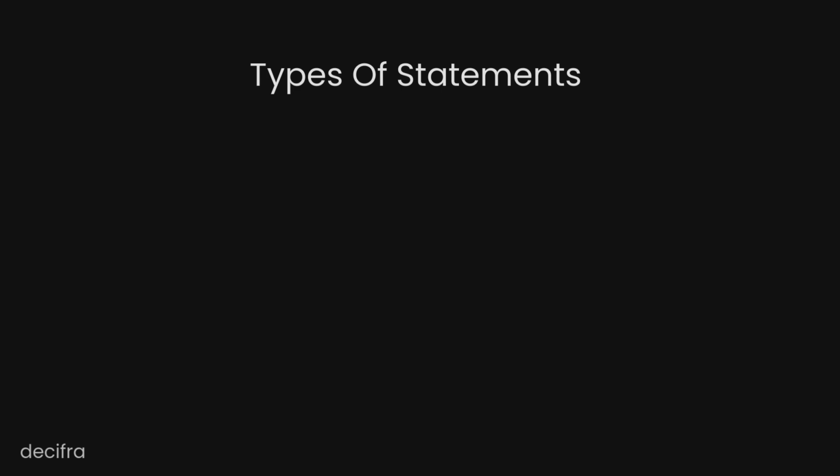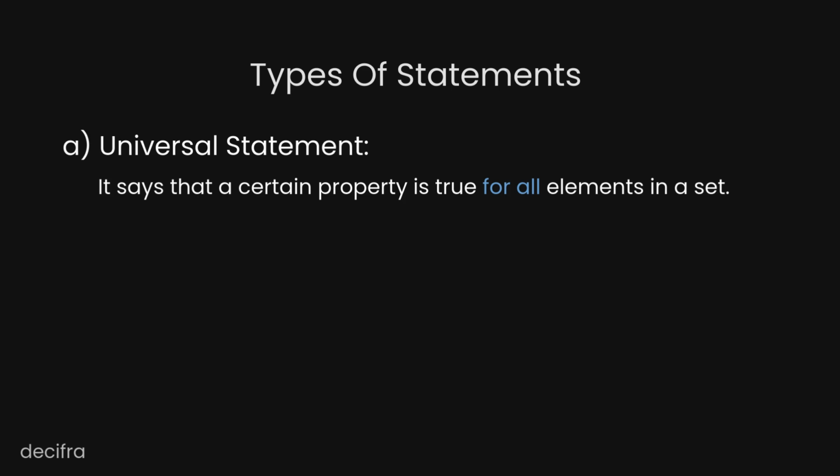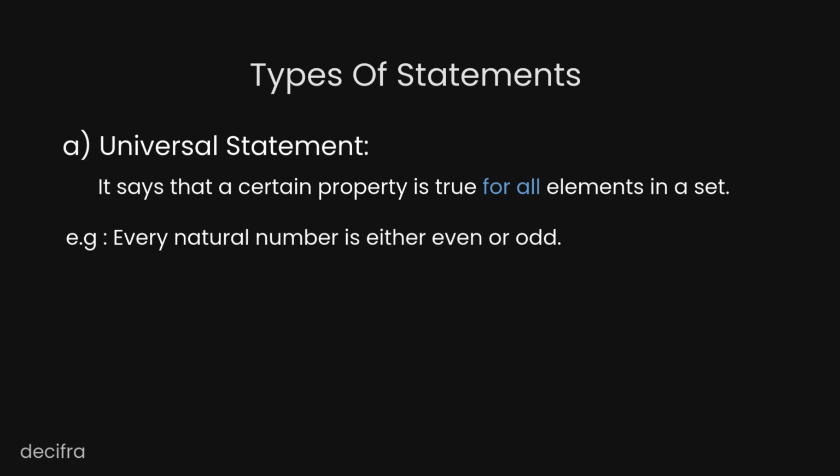Now let us discuss the most common types of statements. The first is universal statements. A universal statement says something about every element in a set. For example, every natural number is either even or odd. This tells you something about all natural numbers at once. Another simple example is for every real number x, x square is non-negative. When you hear for every, for all, or for any, you are looking at a universal statement.